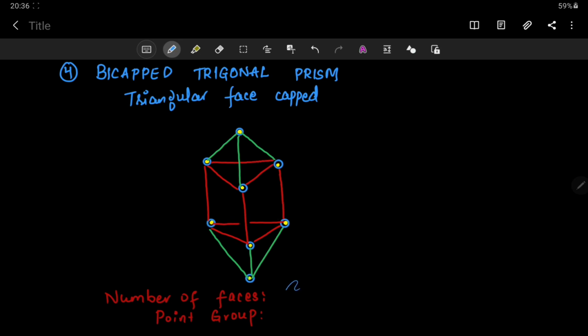Okay. So we have 9 faces. Out of these 9 faces, for this polyhedra, 6 are triangular faces and 3 are square faces. This and this triangular face are embedded and hence it should not be considered. Well, point group belongs to D3h. The parent trigonal prism is also D3h point grouped one.